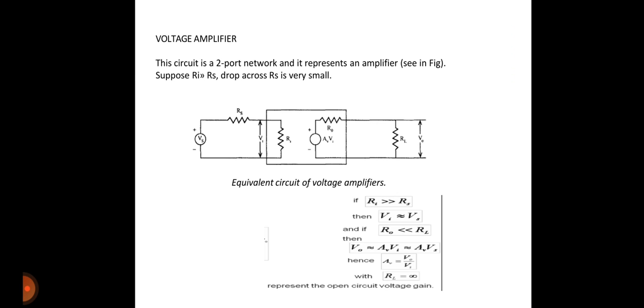Here AV is the proportionality factor, which does not depend upon the magnitudes of source and load impedances. AV represents the open circuit voltage gain. What are the ideal values of a voltage amplifier? Ri equal to infinity and R0 equal to 0. What are the practical values? Ri is very much greater than Rs, and R0 is very much lesser than RL. So this is about the voltage amplifier.